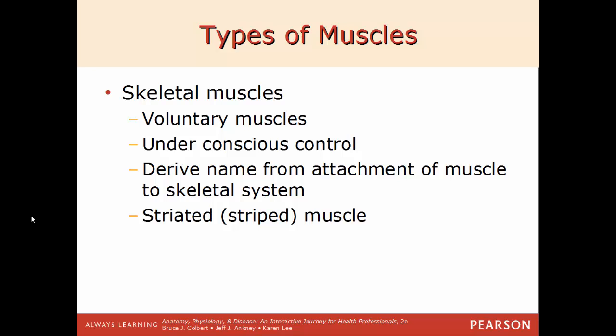And these muscles, their names derive from where they attach in the skeletal system. And one big indicator of skeletal muscle, they are striated in appearance. That means they look like they are striped. They have alternating light and dark patterns, and you'll see why that is here in a few minutes.